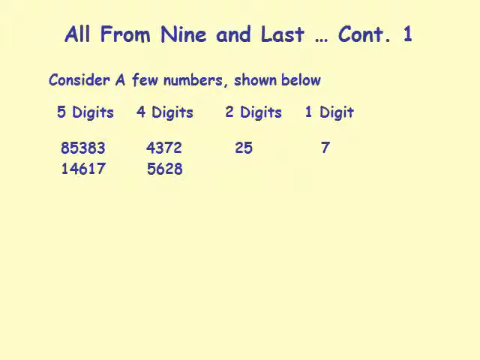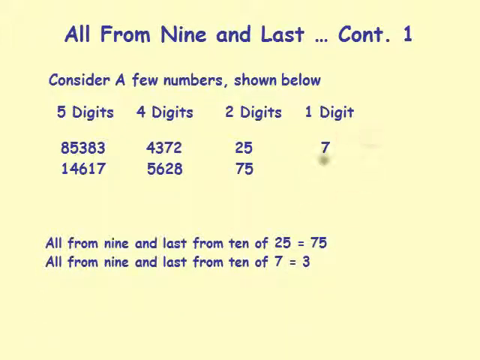Okay, we have computed all from 9 and last from 10 of 85383 and of 4372, and we are trying to do the same for 25. All from 9 and last from 10 of 25 is 75, which is 2 from 9 is 7, and this is the last one, rightmost, 5 from 10 is 5. Now for 7, this is the last digit, the rightmost, so we apply last from 10. 7 from 10 is 3.